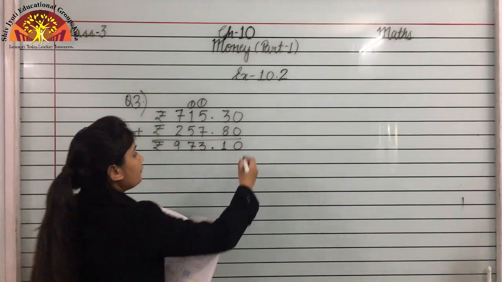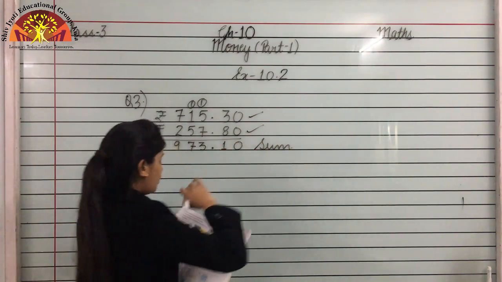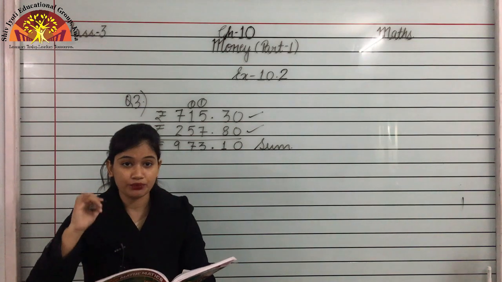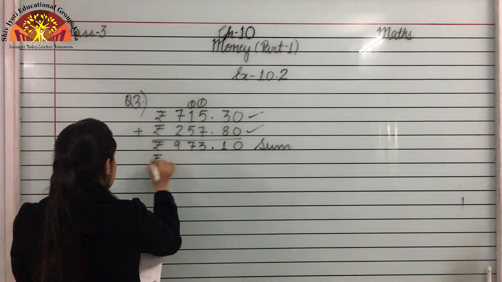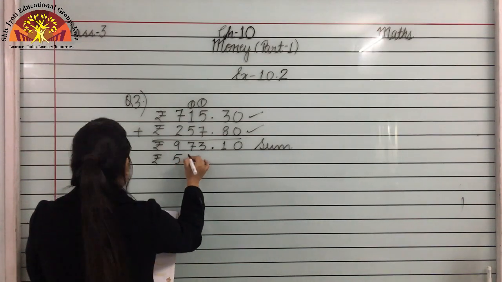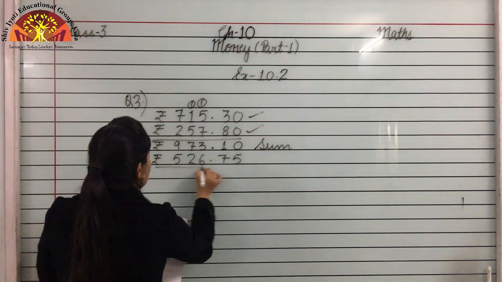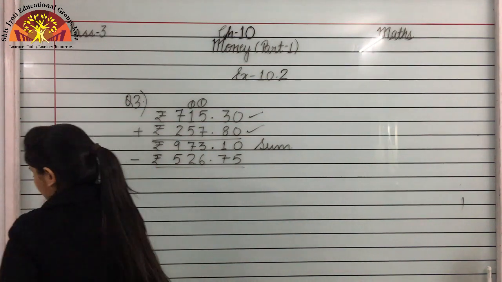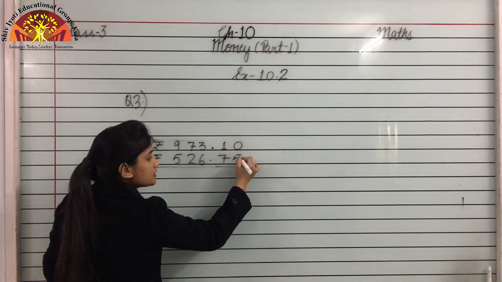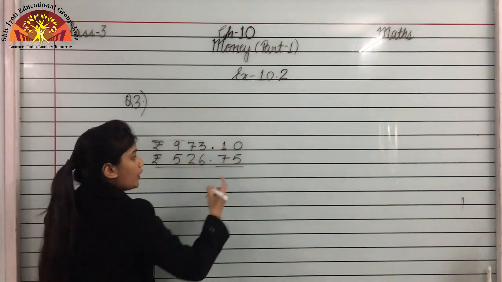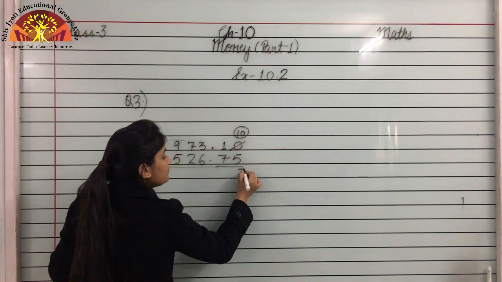Now in this question we have one more thing. From the sum of these two numbers, and this is the sum of these two numbers. Now what we have to do? We have to subtract the third number. Now what is the third number students? The third number is 526.75. So now we have to subtract this number. So this is not possible for us to subtract 5 from 0. So we'll borrow 1, so it will be 10, okay.